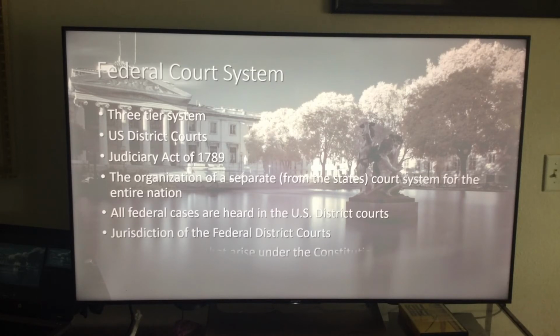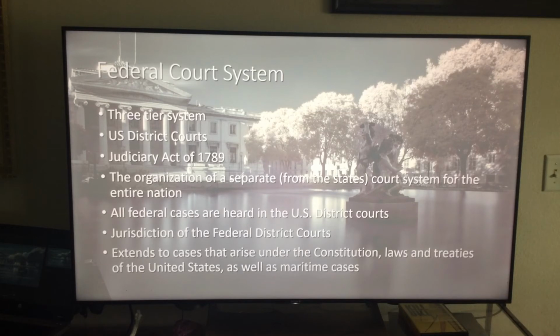So what's their jurisdiction? I've gone over some. Extends to cases that arise under the Constitution. Should we have to say under God in the Pledge of Allegiance? Laws and treaties of the United States. If we're in violation of treaty law, that goes to federal district courts. In the maritime cases, maritime is on the sea. So any crime that's committed on the sea is probably federal jurisdiction.